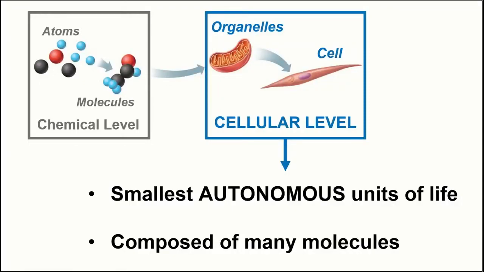Returning to the levels of organization, we'll move on to the cellular level. Now, cells are defined as the smallest autonomous units of life, and this term autonomy means that the cell has control over its own internal workings. Because the cellular level is our second level of structural organization, cells are composed of the atoms and molecules that we had discussed in the previous section.